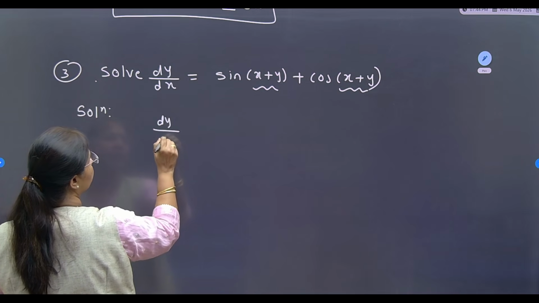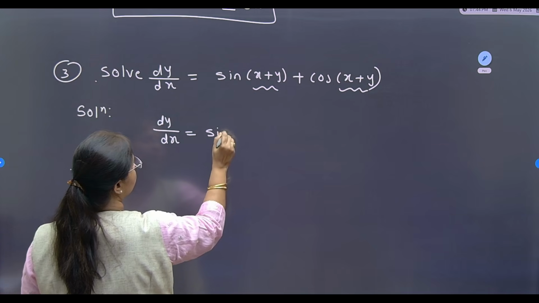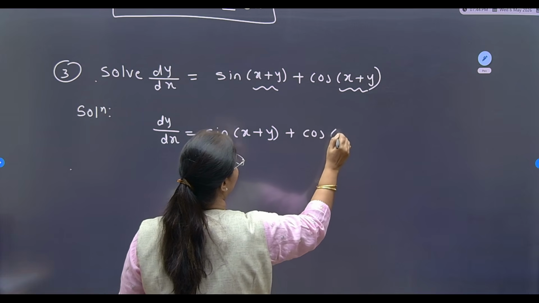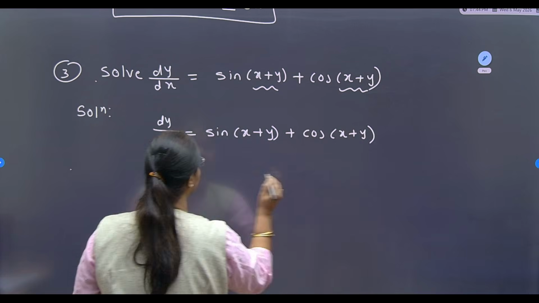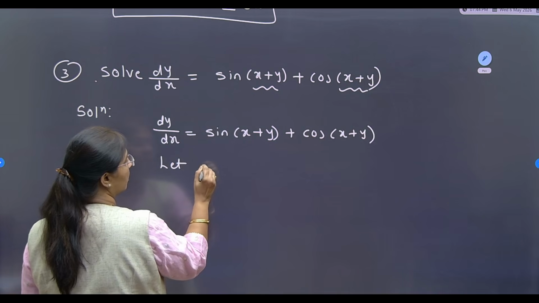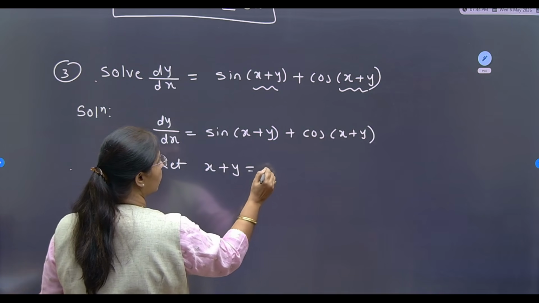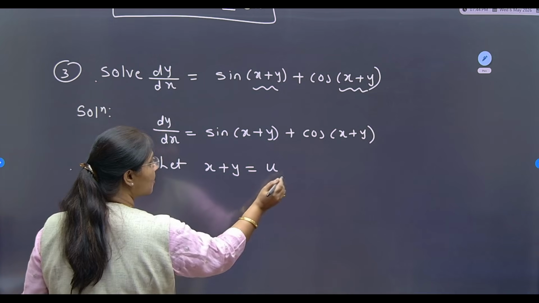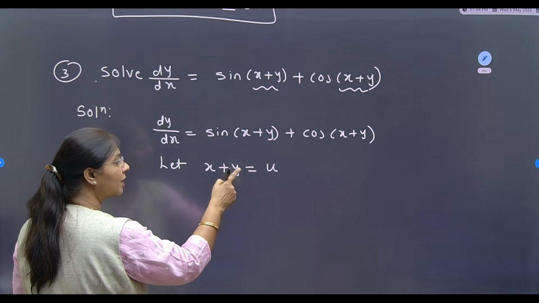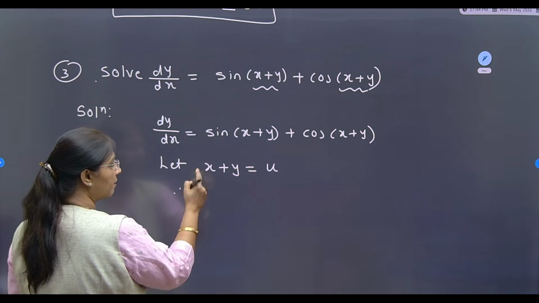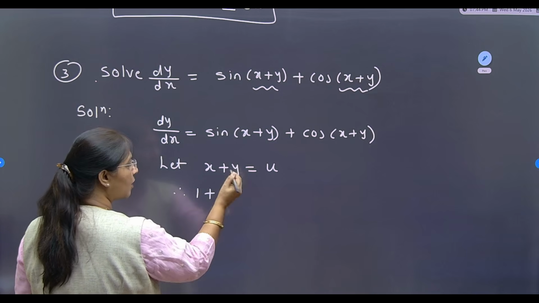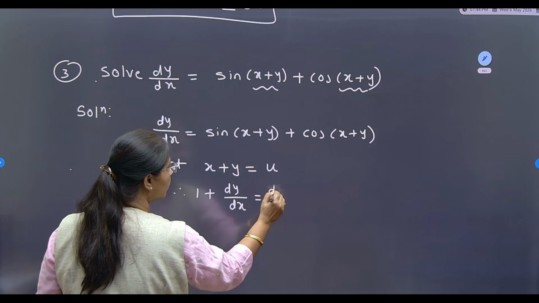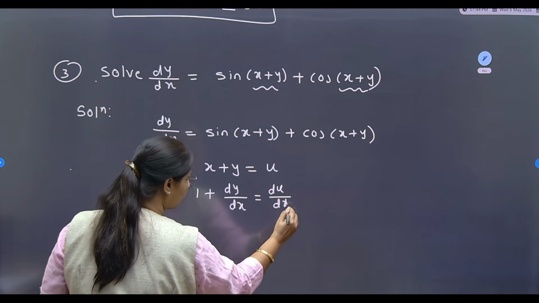dy/dx = sin(x+y) + cos(x+y). Step number 1, substitution. Put x + y = u. Then differentiating both sides with respect to x, the derivative of x is 1, the derivative of y with respect to x is dy/dx, and the derivative of u with respect to x is du/dx.